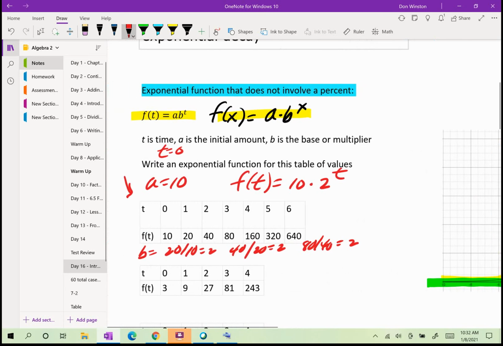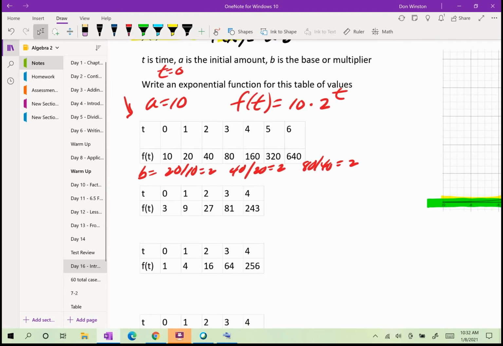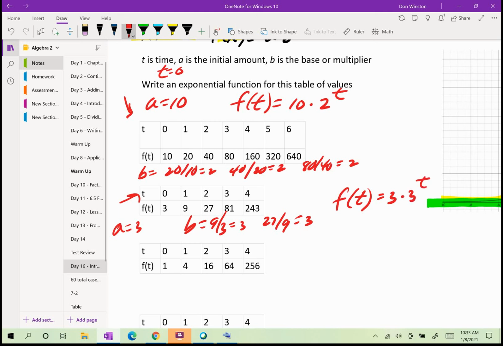Okay, so let's do some more of these problems. Let's look at the next table. Here, at time 0, f of t is 3, so a is equal to 3. And then b would be the value of f of t divided by the value before. So 9 divided by 3 equals 3, or 27 divided by 9 equals 3, and so on and so forth. So my equation for this one would be f of t is equal to my initial amount, which is 3, times my base, which is 3, raised to the t.